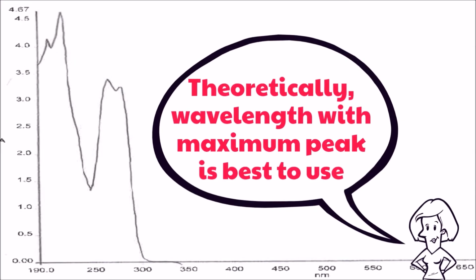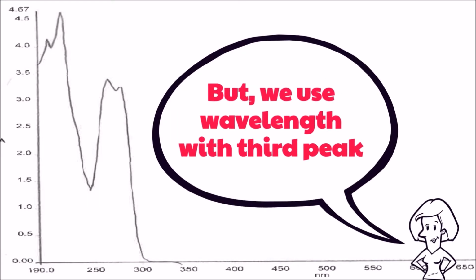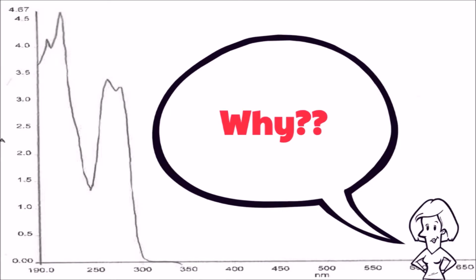Theoretically, the wavelength with the maximum peak is the best to use as it gives the best signal-to-noise ratio, which can improve the precision of measurement. However, we use the wavelength with the third peak, which is 265.4 nanometer.